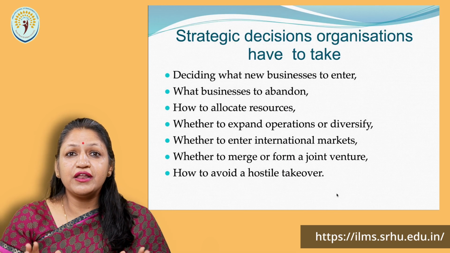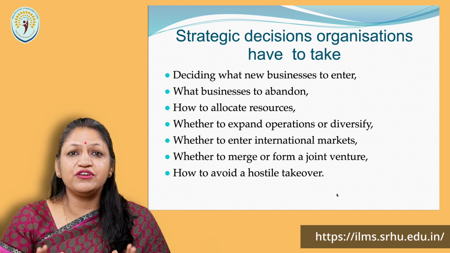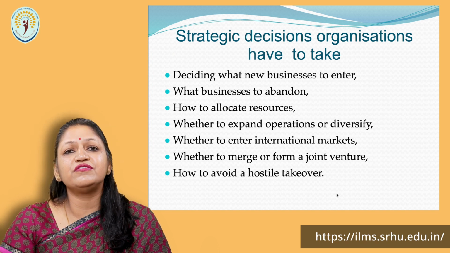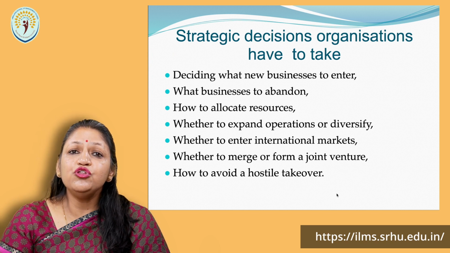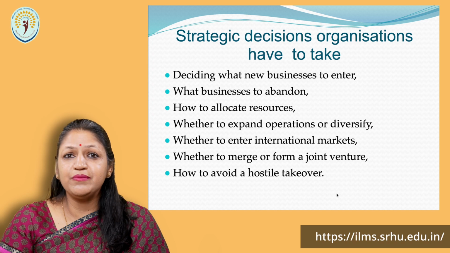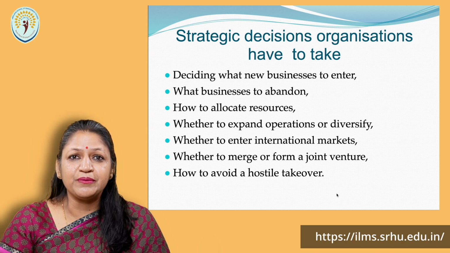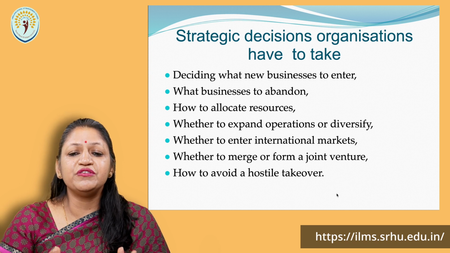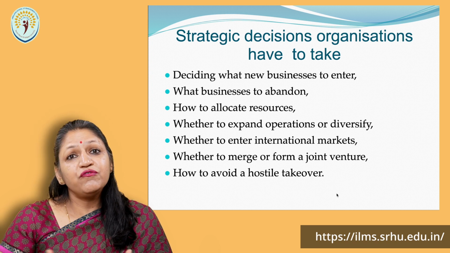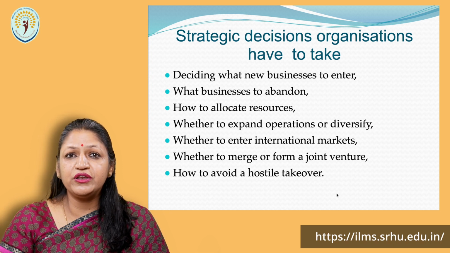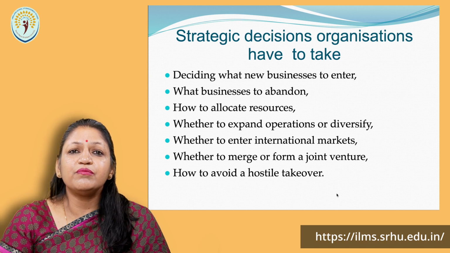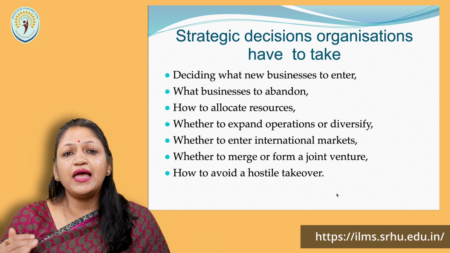When we talk about any organization, it has to take different strategic decisions. Now, what are those strategic decisions? Let us try to understand that. Firms have to decide which new businesses they have to enter because times are changing, the world is changing. We cannot stick to one particular thing. So firms have to decide what new businesses to enter. Some of the businesses might not be doing well with the passage of time. The products might have become obsolete. The products are outdated. So the firm has to take a decision about a few businesses which they have to abandon.